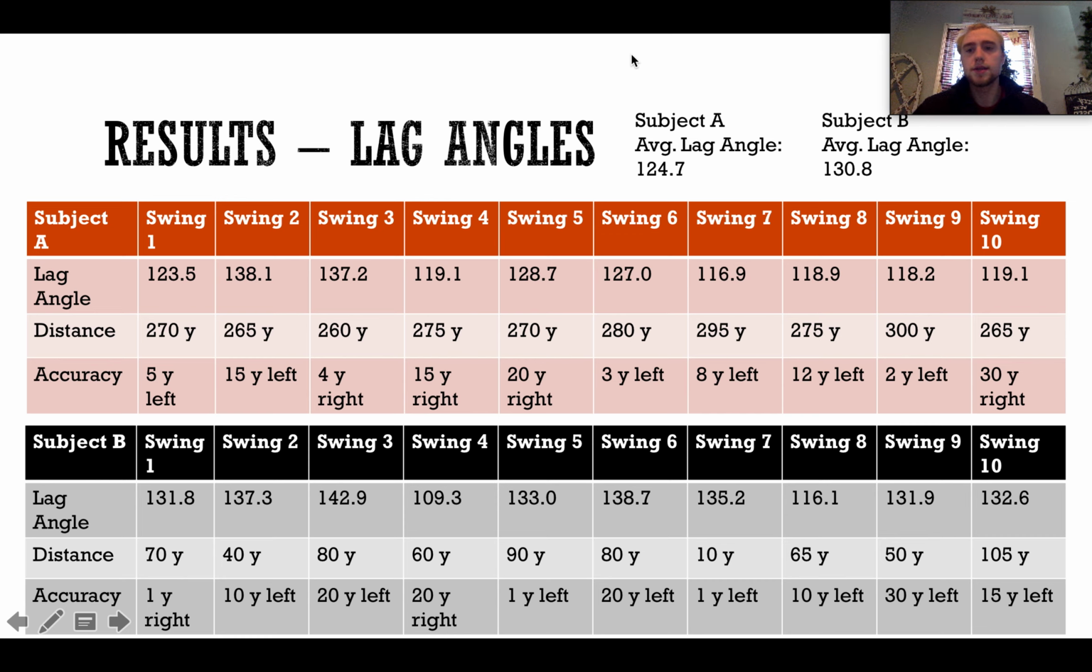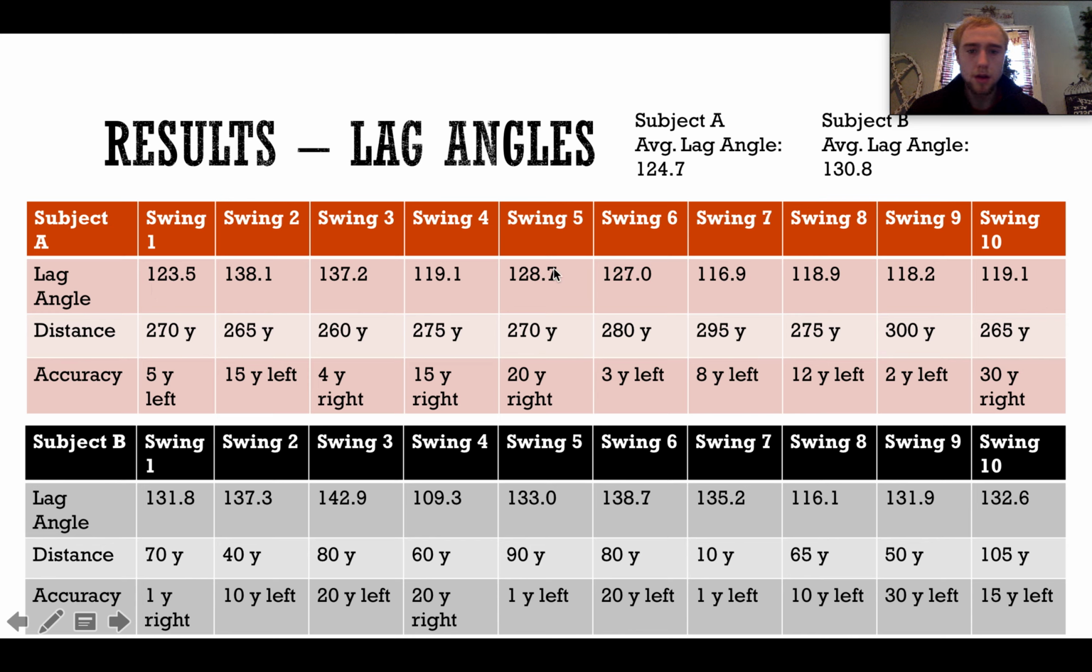So here are the two tables for each subject. Subject A, the trained subject, is here in this orange color, and subject B is down here in the black color. So I did a video analysis of each swing, and measured their lag angles in approximately the same spot in their swing.